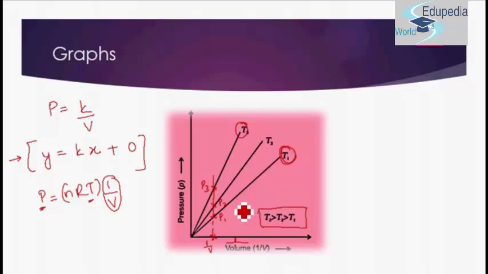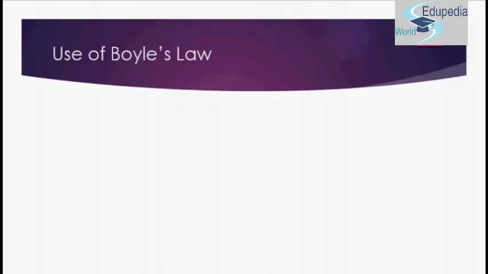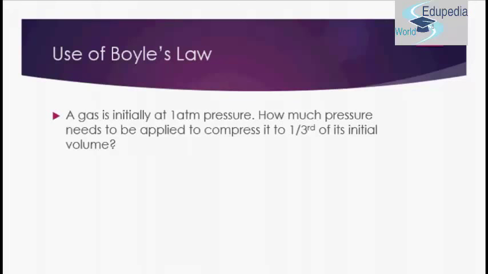Once you have done that, you have understood Boyle's law completely, and we can look at the usage of Boyle's law in form of numerical questions. There are various uses of Boyle's law. We just want to see its use from a numerical point of view. So let's take a numerical example. A gas is initially at 1 atm pressure. How much pressure needs to be applied to compress it to 1/3 of its volume?